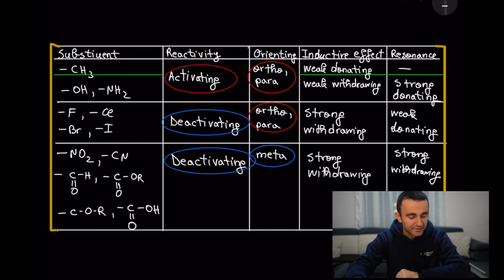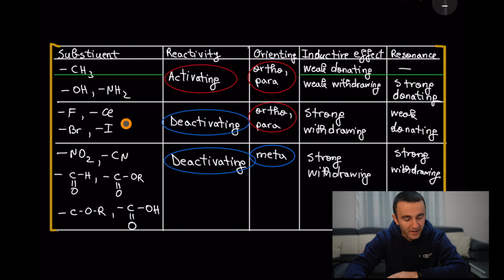Let's take a look now at this table. As you can see here, this is a summary of all common groups, all common substituents that are attached to the aromatic ring. As you can see, the methyl group, OH and NH2 activate the ring and they orient toward ortho and para positions.